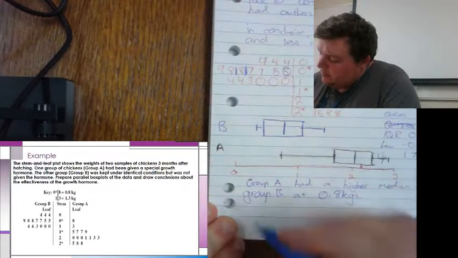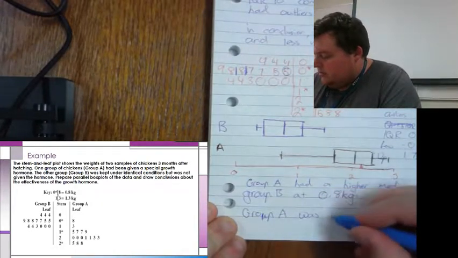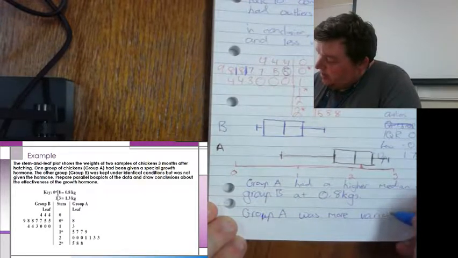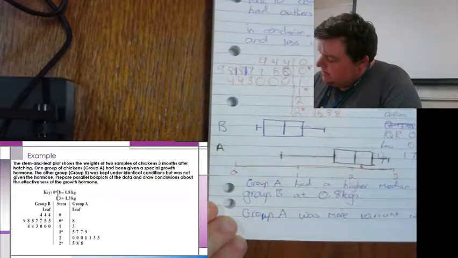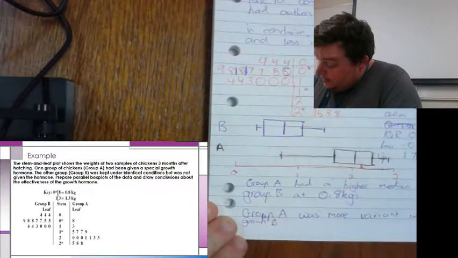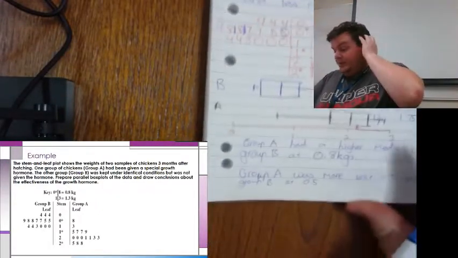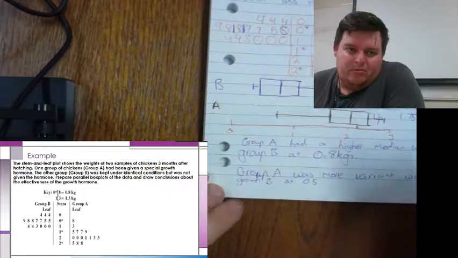Alright, group A was more spread, more variant, very slightly, with an IQR of 0.6 than group B at 0.5. I know I'm running out of room here, so I'm sort of scraping the bottom of the barrel, but then you would just comment on the overall effectiveness of the growth hormone.